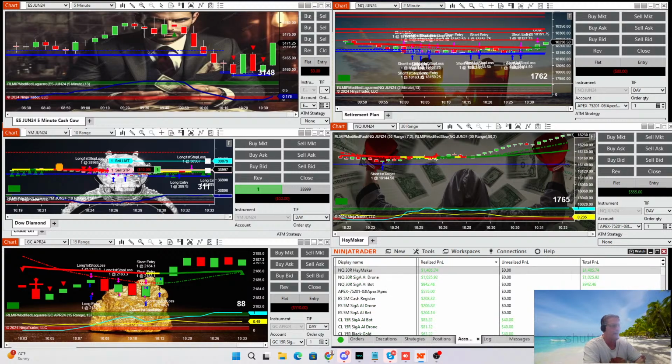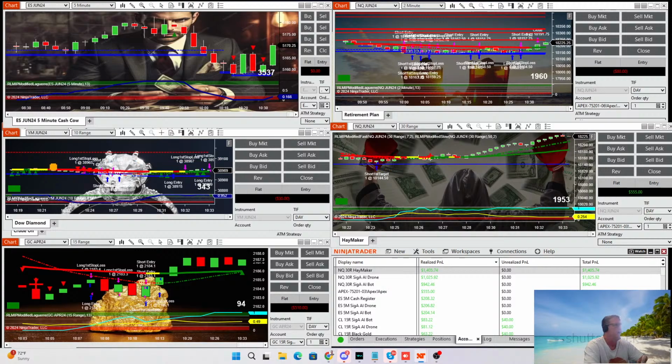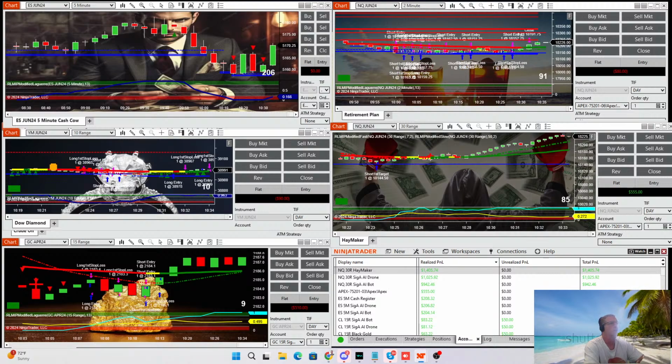I kind of flattened everything right in the middle of the session, so I lost the P&L on my strategies. But I can tell by looking at the account where each one is. Apex 3.